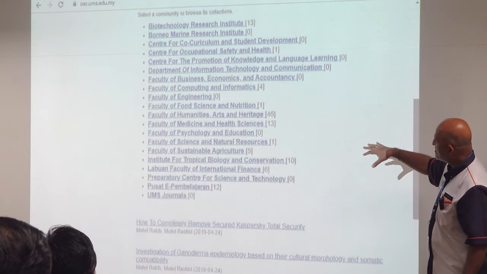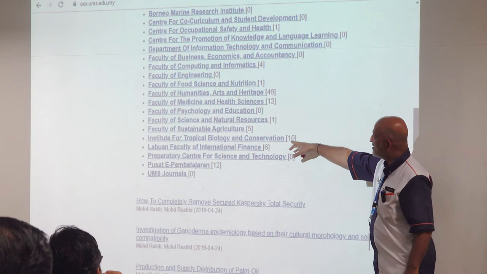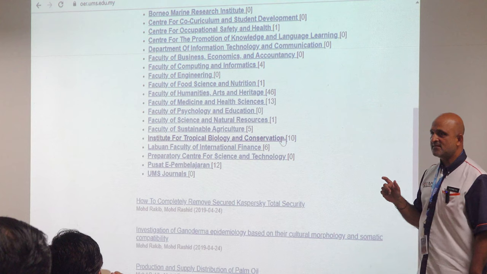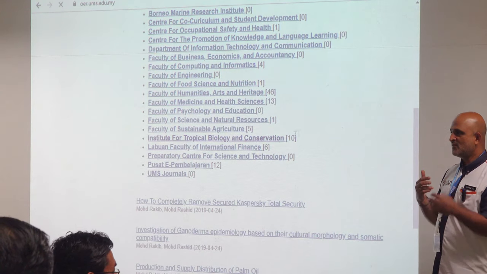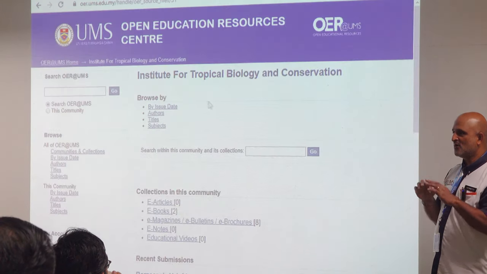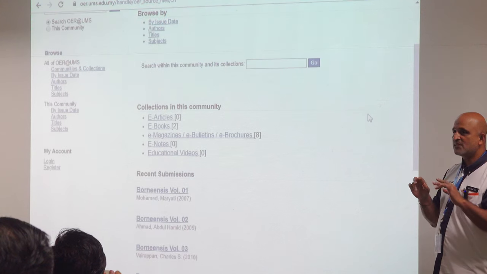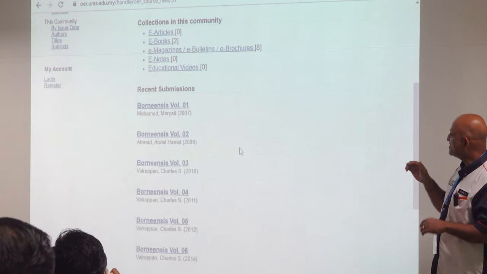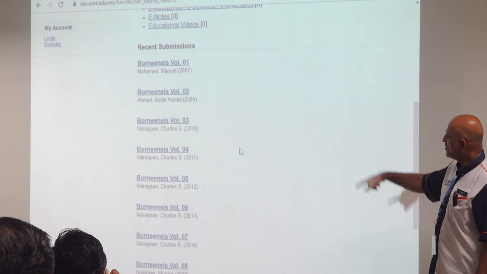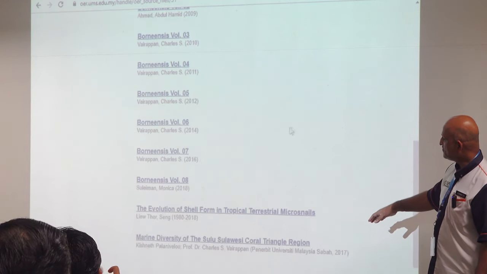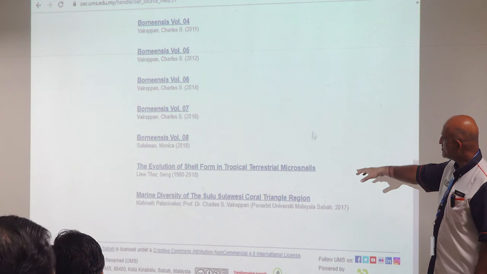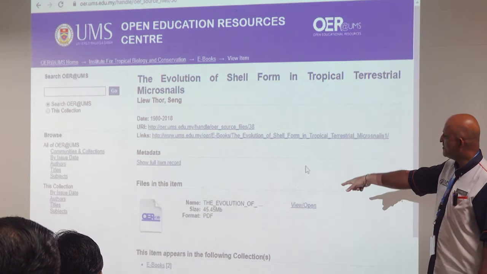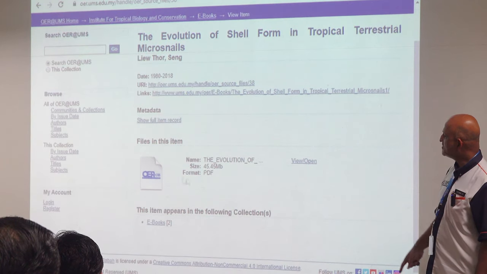This is a repository, so you can see your Ibtp. Take note of this repository. If you need an account, you will need to email Zul, because this is not with our UMS password, single sign-on. It requires a specific password and ID. So you have all your content here. You can click on anything, for example Dr. Liu's. He has put in his book.